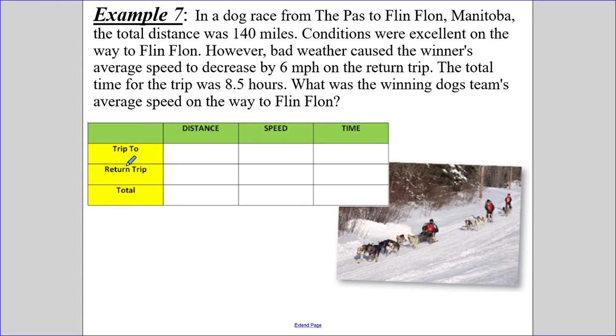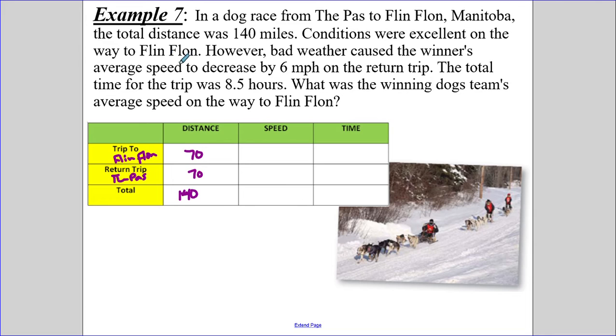Right, so the trip to Flin Flon is really the trip to Flin Flon. The return trip is going to the Pas, the returning back. And so it says that the total distance covered was 140 miles. Okay, so 140 miles is the total distance covered. That means that each one of these would be 70, right? 70 down, 70 back.